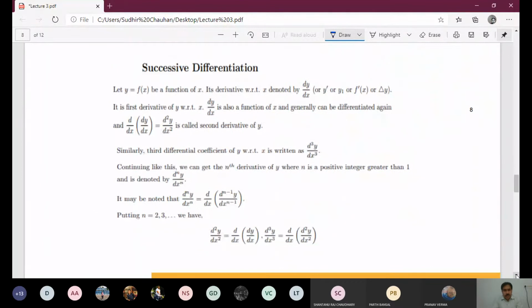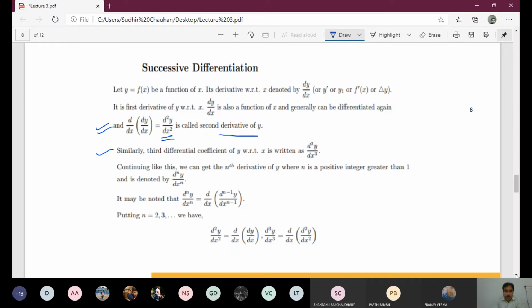So here we have successive differentiation. If y is equal to f(x) be a function of x, its derivative with respect to x can be denoted as dy by dx, y dash, y1, f dash x. It is the first derivative of y with respect to x. So dy by dx is also a function of x and generally can be differentiated again. If we differentiate again, it will be d by dx of dy by dx, written as d2y over dx square. It is called second derivative of y.